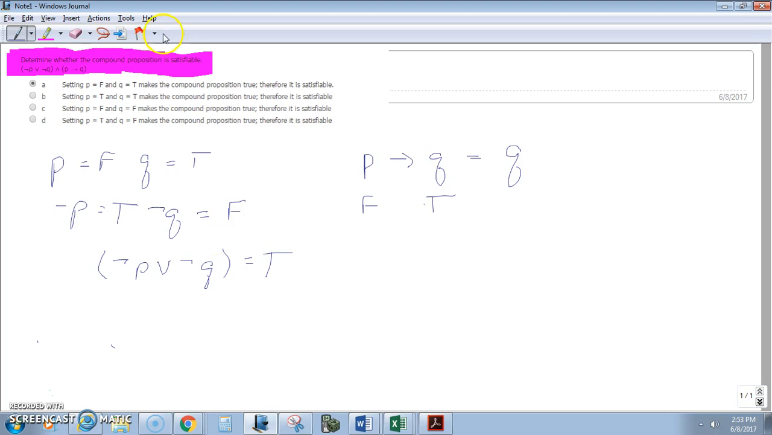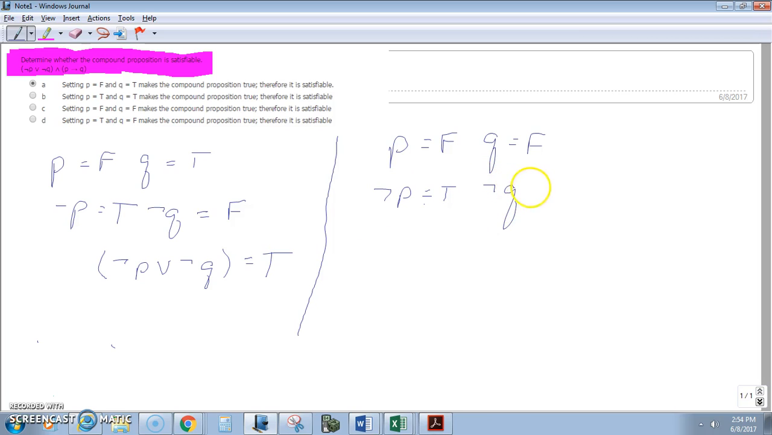But then if you look at, I'm going to erase this part here. I should have written it separately. If you look at C, and C says make P false and Q false, then not P is true and not Q is also true. So not P or not Q, this whole thing is also true.